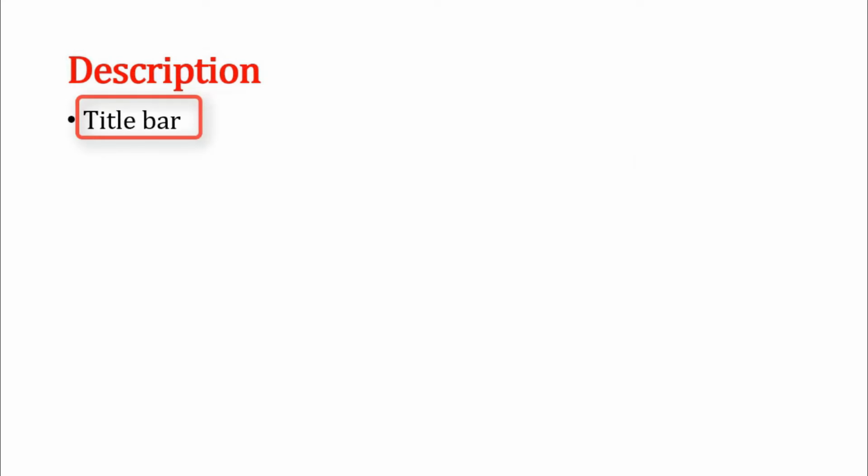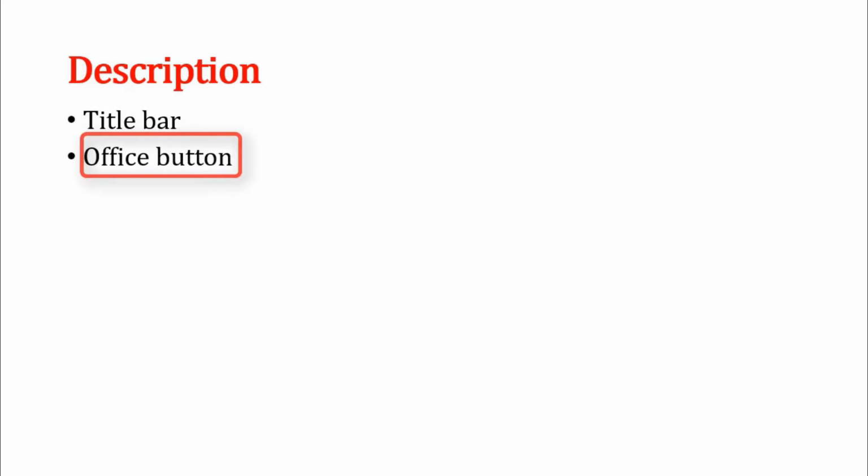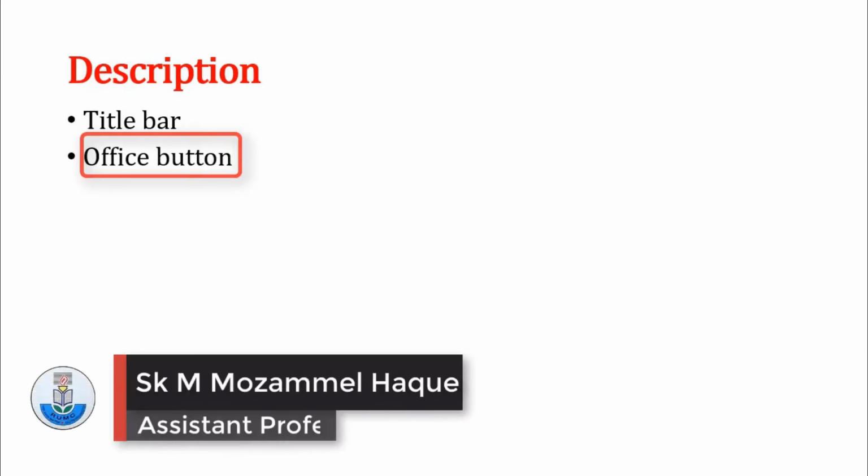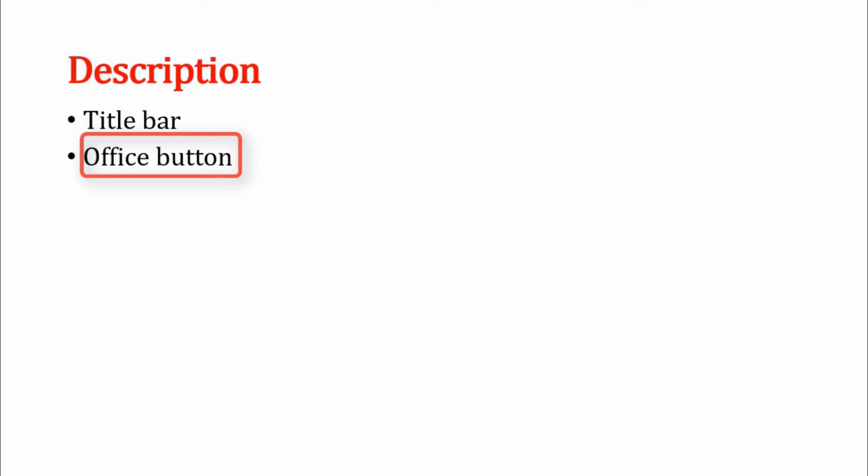First is title bar. The title bar is a bar that displays the name of the active workbook. It is the topmost bar of the window. It displays the file name and file type. Next is Office button. It provides the Office pull-down menu containing all the file-related commands including Save, Open, Print, and Exit, as well as the Excel Options button that enables you to change Excel's default settings.